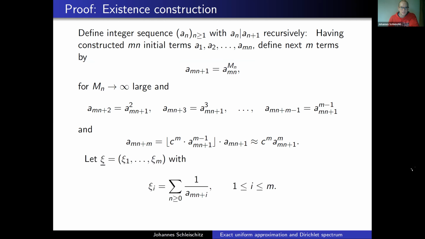Okay, and having this sequence, I simply take the sum over the reciprocals in the residue class i modulo m for every i. These are the coordinates of my vector. And it turns out that it has the properties that we want. The proof is elementary, you just have to do the right things, but nothing deep happens. It's just distinguishing some cases, and it turns out this construction just works.